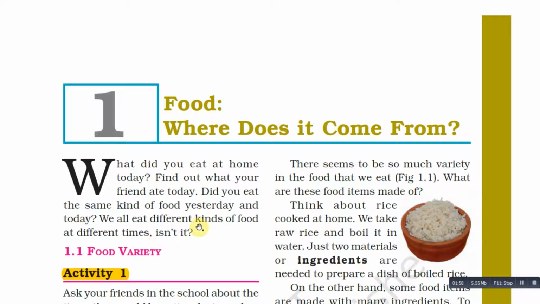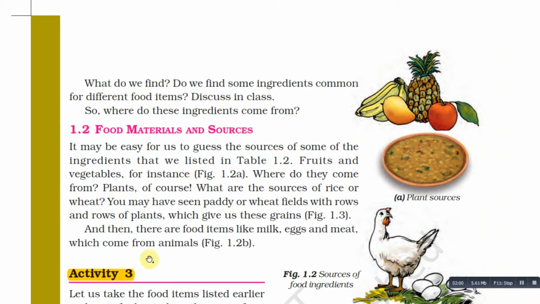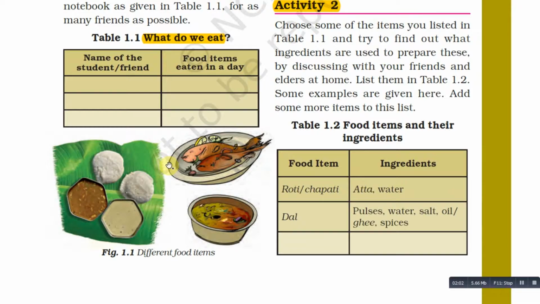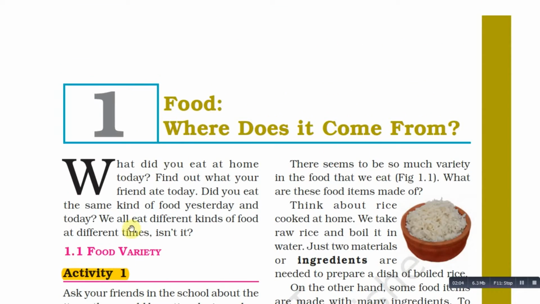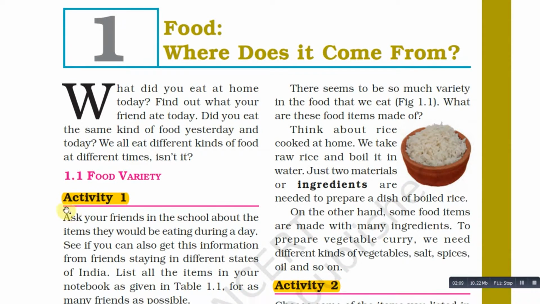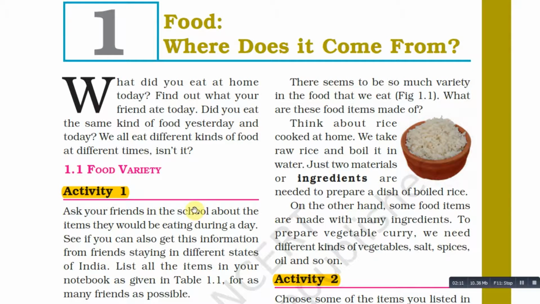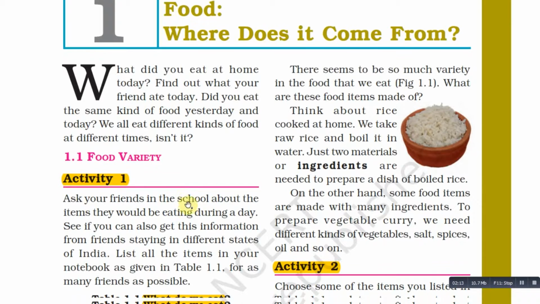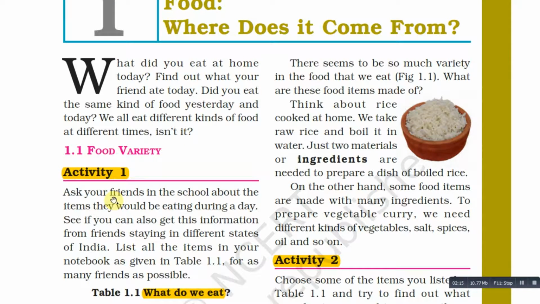So the first one, 1.1, is food variety. That is activity 1. This is one type of small activity for you. By doing this activity we will get to know how many types of food varieties there are. Activity 1: ask your friends in the school about the items they would be eating during a day.